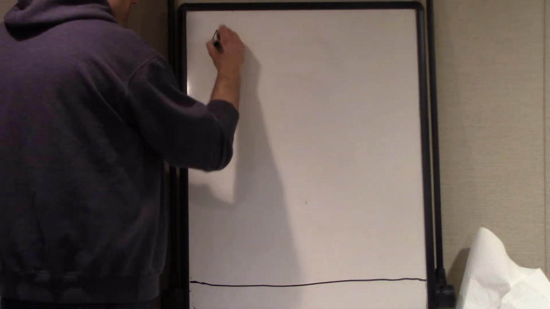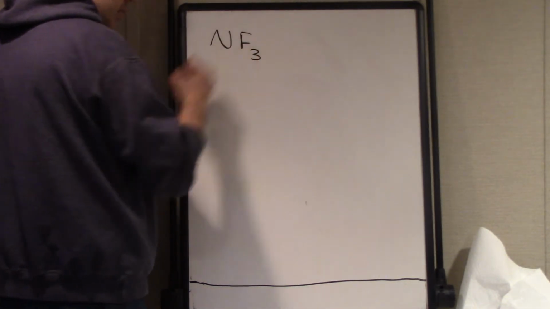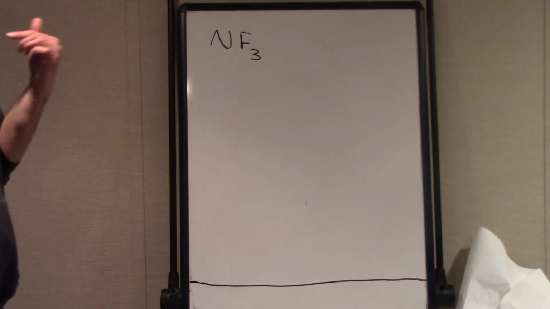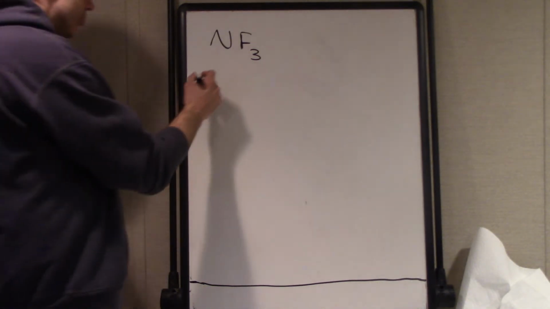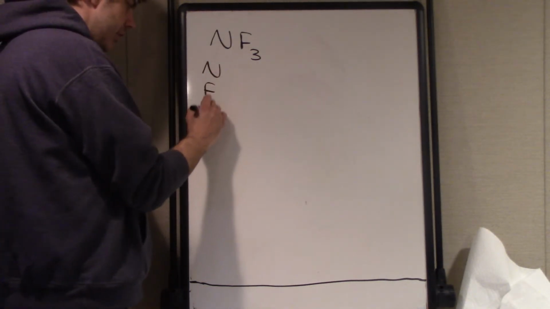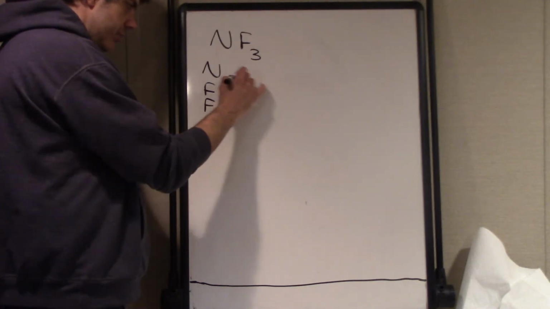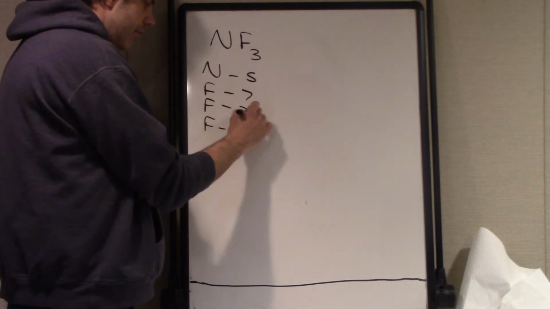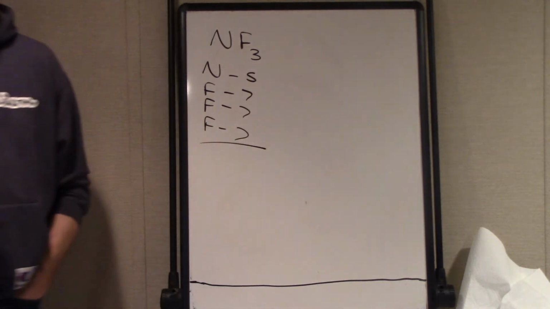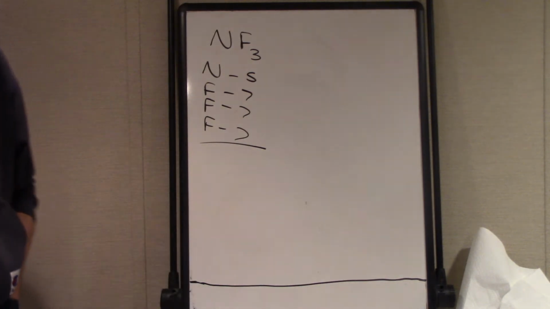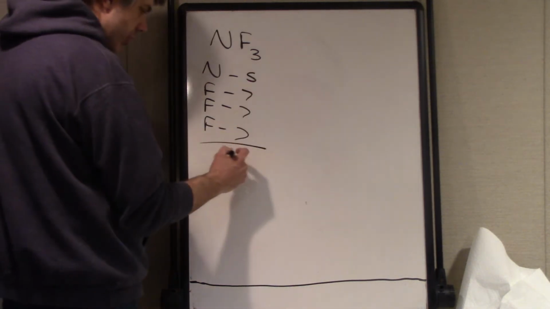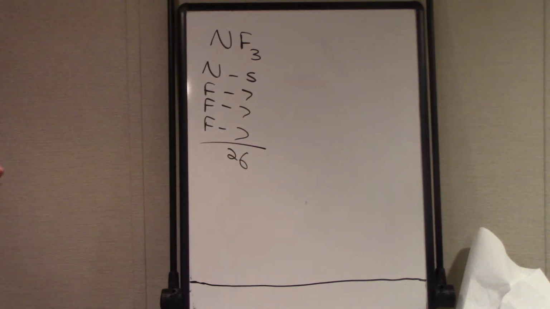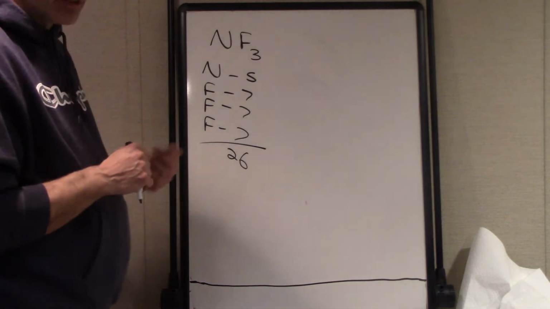Next molecule I want to do is NF3. Same thing. First thing we want to do, figure out how many electrons we're dealing with. I have 1 nitrogen, 3 fluorines. Nitrogen comes from group 5A, so I'm looking at 5 valence electrons. Fluorine comes from group 7A, so I'm looking at 7 valence electrons. Sum up all of the valence electrons, we're going to get 26 total electrons that we actually need to deal with for this.